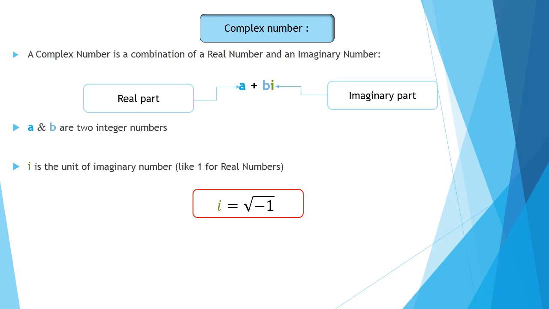Here are some examples of complex numbers. For example, 5 plus 2i is a complex number, and 17 minus 7i is a complex number.